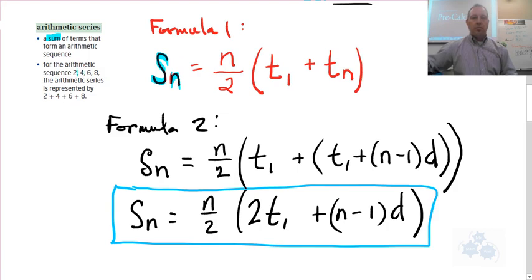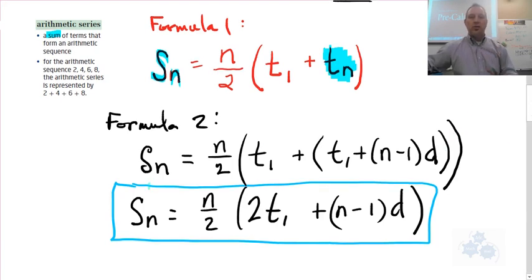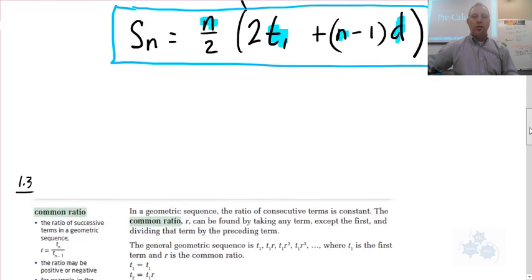So for example, 2, 4, 6, 8, the sum of the first 4 terms there would be the number of terms, that's 4 over 2, times the first term plus the last term. Now with this one, you have to know the last term in order to use Formula 1. If you don't know the last term, you can use Formula 2. You still need to know n and the first term, but you do not need to know the last term. Really, we're just substituting for T of n, which we learned in 1.1.